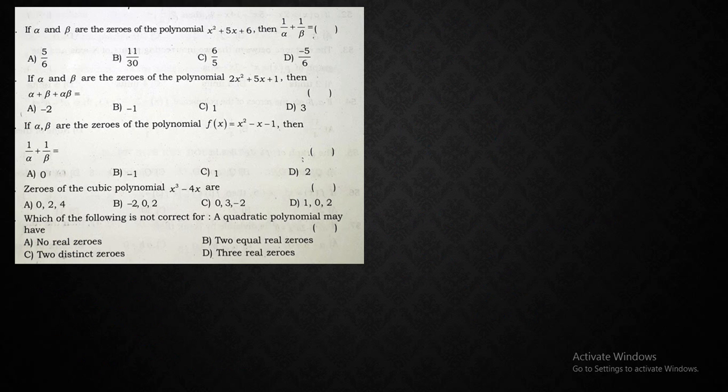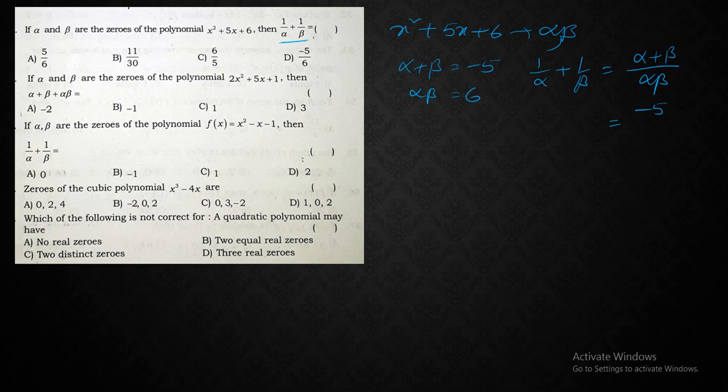Next, moving on to one more question. If alpha and beta are the zeros of the given polynomial x square plus 5x plus 6, then what is 1 by alpha plus 1 by beta? Clearly, the sum of zeros is minus 5 and the product of zeros is 6. Now what is being asked is the value of 1 by alpha plus 1 by beta. If I take LCM alpha beta, in the numerator you get alpha plus beta. By substituting the values, it becomes minus 5 by 6. So the answer is minus 5 by 6.